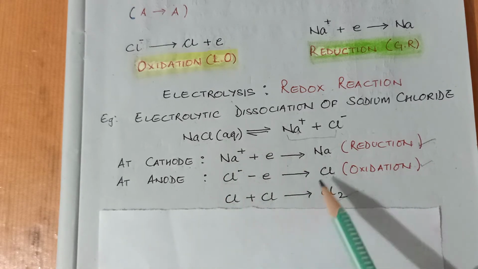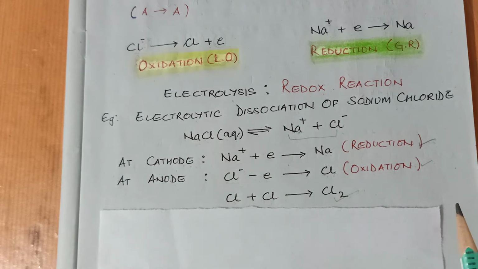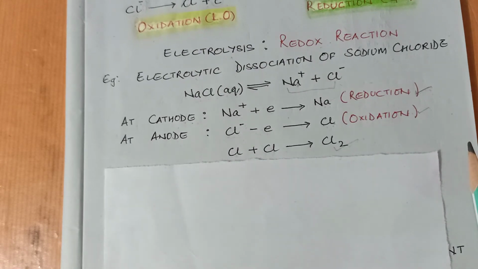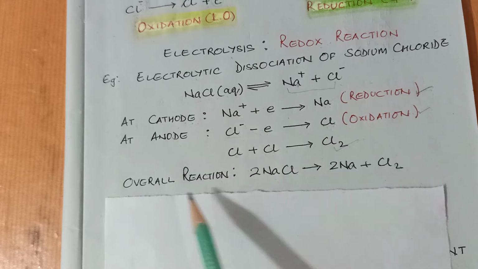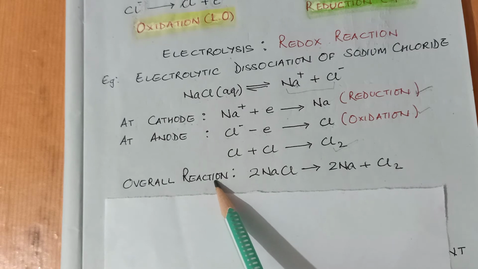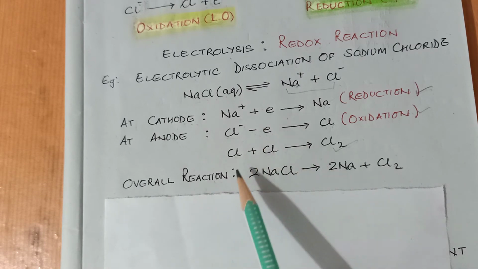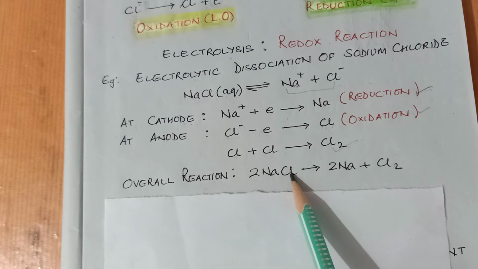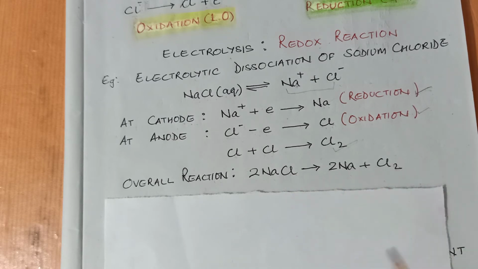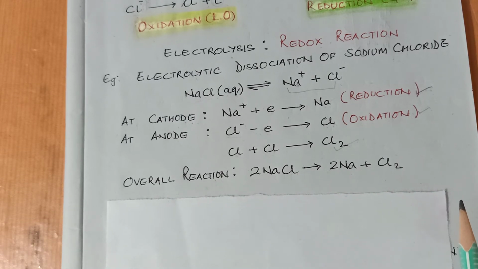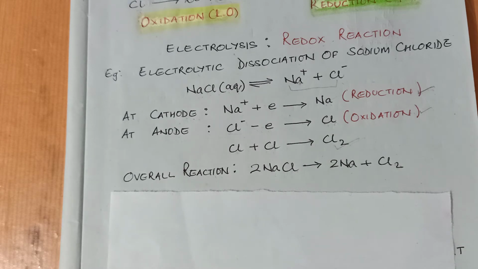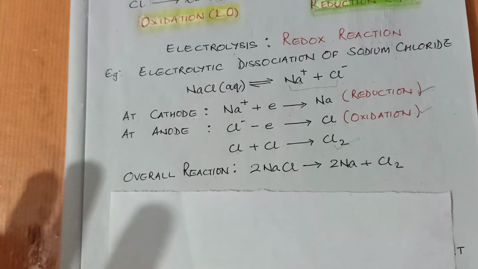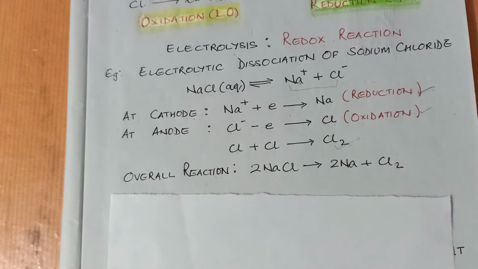Now this whole process can be combined together and written as a single line balanced chemical equation, and that is called the overall reaction, the redox reaction. So the overall redox reaction will be 2NaCl gives 2Na plus Cl2. So this is the overall reaction during the electrolytic dissociation of sodium chloride.